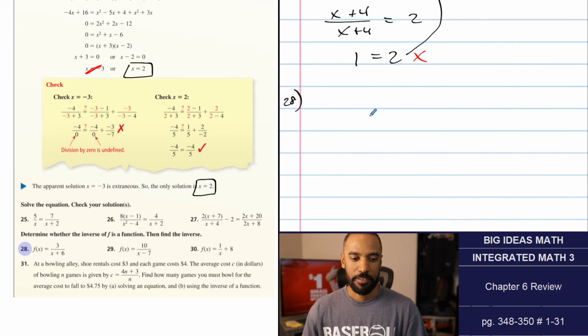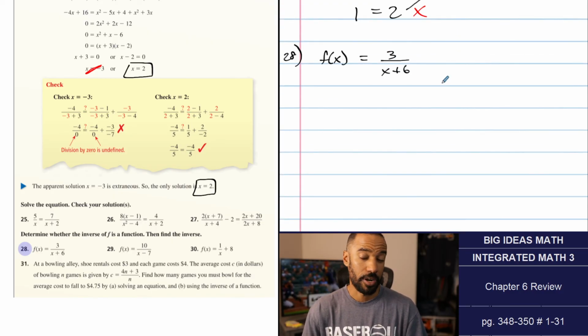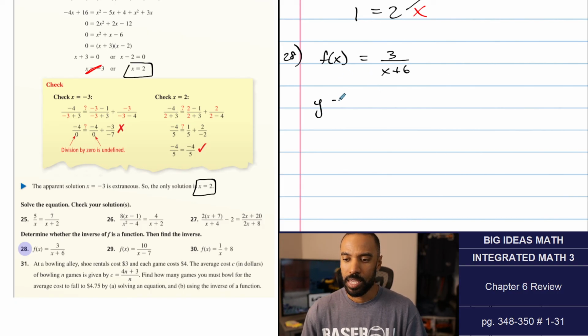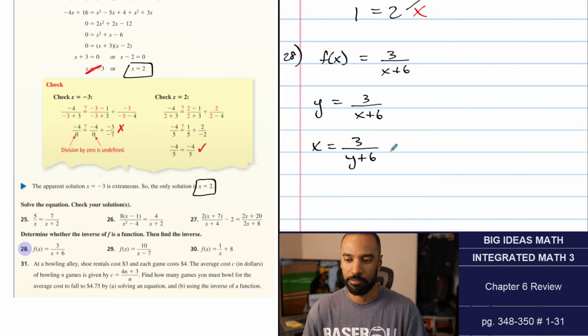Determine whether the inverse of f is a function, then find the inverse. They didn't say graph, so graphing is not what we're going to be doing. I'm going to find the inverse first, and I'll tell you whether or not it's a function. Here we have y, and we swap x and y to take the inverse, and we've got to solve for y all over again to then find the inverse.